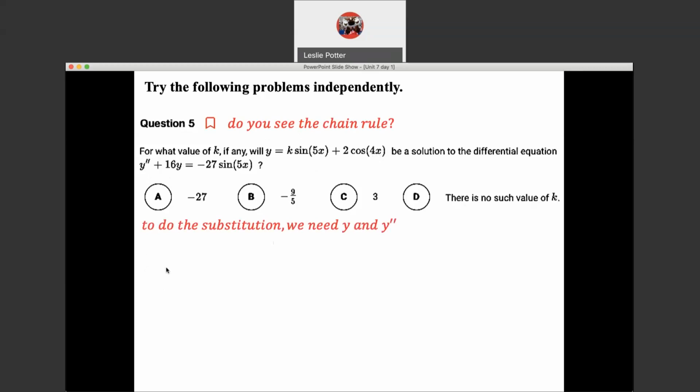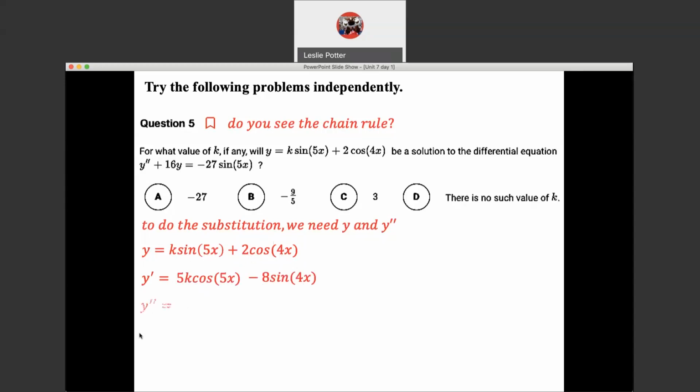So we need to do the substitution. We needed y and y double prime. Well, we know y, it was given to us. The only way to find y double prime is to find y prime first. So let's differentiate this, use our chain rule. When we differentiate this, we're going to get k cosine 5x times 5. In other words, 5k cosine 5x. And when we differentiate this, we're going to get negative 2 sine 4x times 4. So negative 2 times 4 is negative 8 sine 4x.